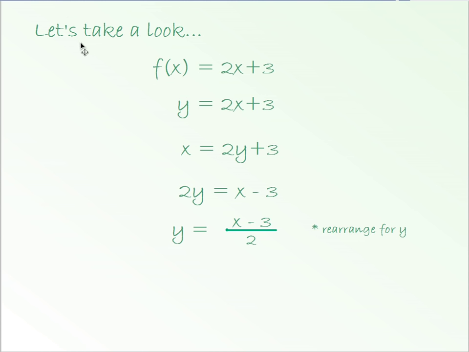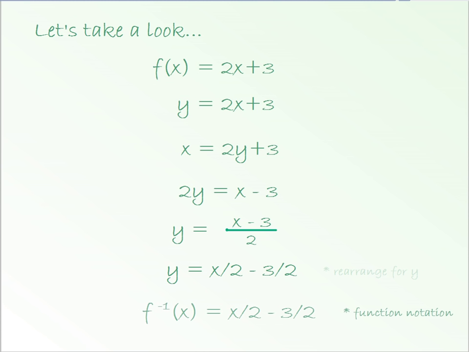However, I'm going to do a little more simplifying. I'm going to make sure that I realize that that x is being divided by 2, but so is that negative 3. So I'm going to put x over 2, or I could have put 1/2 x minus 3/2. And the last step I need to take is to write this in inverse function notation.